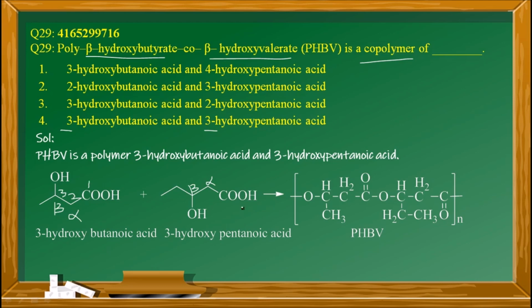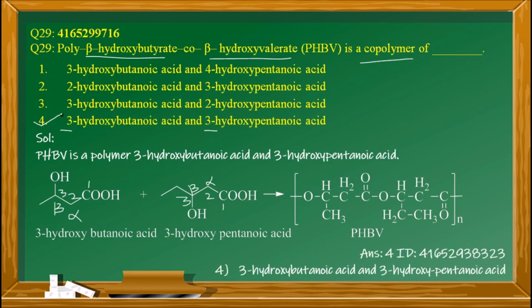Next, valeric acid. Here also numbering starts from the carboxylic acid, 1, 2, 3. So this is 3-hydroxypentanoic acid. So 3-hydroxybutanoic acid and 3-hydroxypentanoic acid is the correct option, friends. Option number 4 has 3-hydroxybutanoic acid and 3-hydroxypentanoic acid. This is the PHBV, the polymer of PHBV. This part is from beta hydroxybutyrate and this is from beta hydroxyvalerate or pentanoic acid. So this is the correct option.